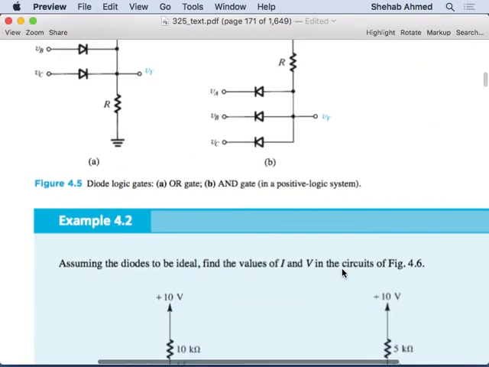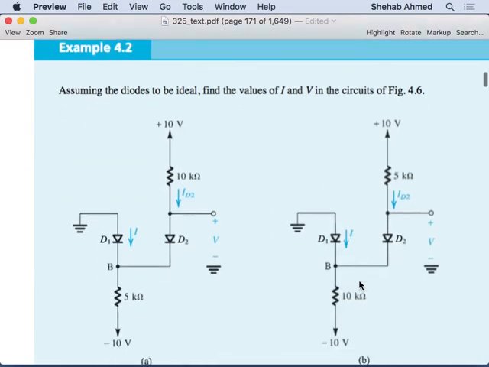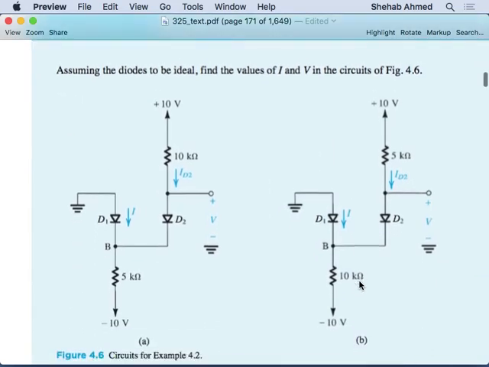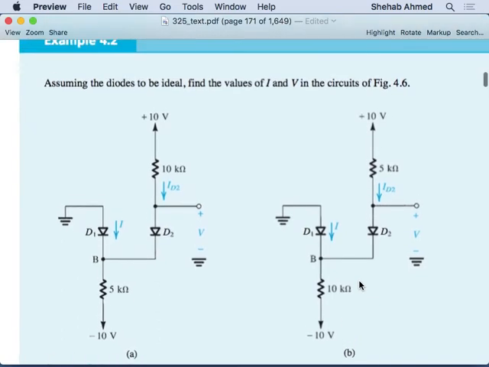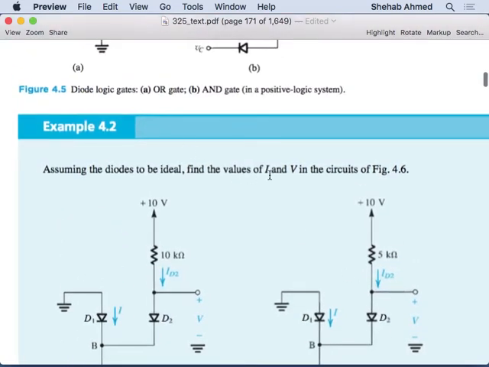And I'm not going to go through this example. Example 4.2 is a nice example. It's very straightforward, okay? It just tells you, assuming the diodes to be ideal, find the value of I and V in the circuits.